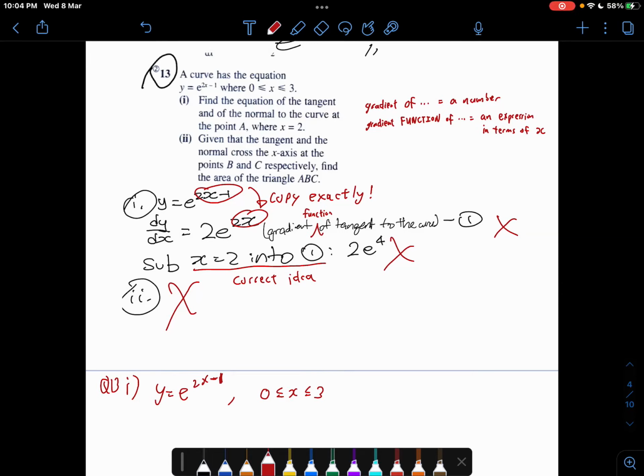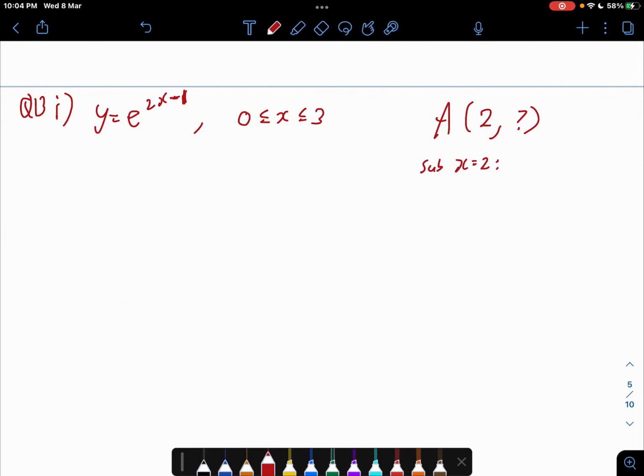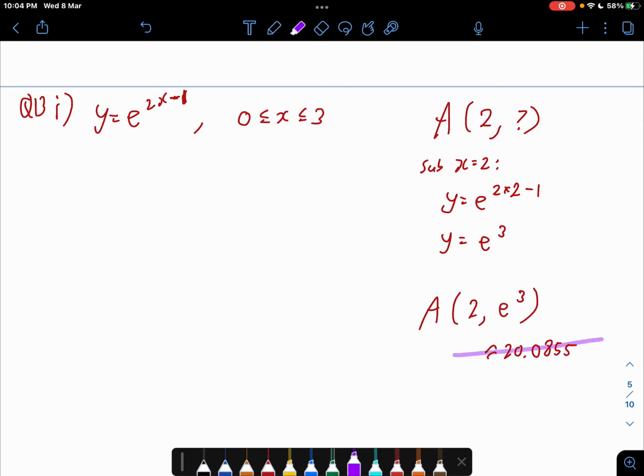Find the equation of the tangent and of the normal to the curve at the point A where x equals 2. So A is 2, question mark. Your job is to find out what the question mark is. So let's just do that first. Sub x equals 2, what do we get? We get y equals e to the power of 2 times 2 minus 1. 2 times 2 is 4, 4 minus 1 is 3, so e cubed. So A is actually 2, e cubed. E cubed, if you type in a calculator, is approximately 20.0855. I'm going to use the exact value. Don't use the approximation.